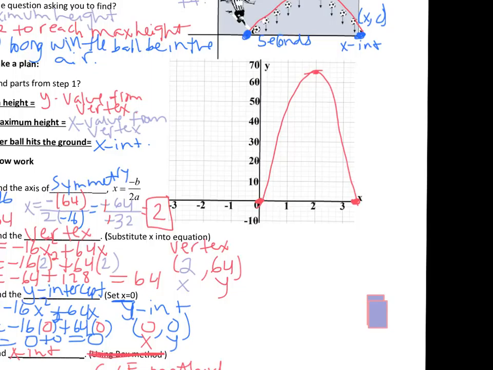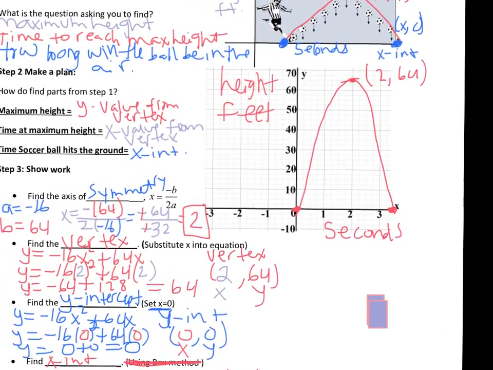So this would be our graph for Fesa kicking the soccer ball all the way up to 64 and comes all the way back down on the ground. So again, our vertex, which is (2, 64), and we say our x was our time in seconds, and our y was our height in feet.